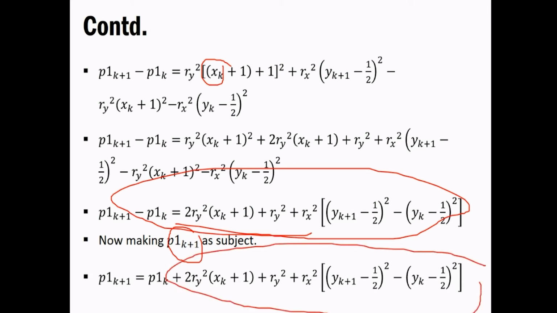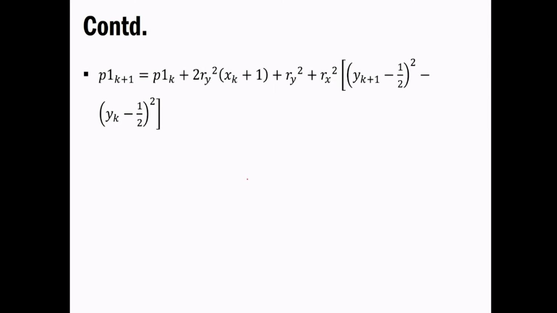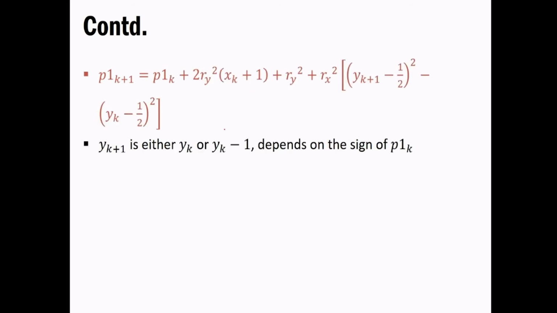Okay, if you are getting this term, then what you have to do is simply keep it with you, because you are subjecting it to pk plus 1. Now what it says is the same thing is written over here, and that is what you have to consider. Now based on this, yk plus 1 is either yk or yk minus 1 depending on the sign of pk. So based on that, we have to make the decision.